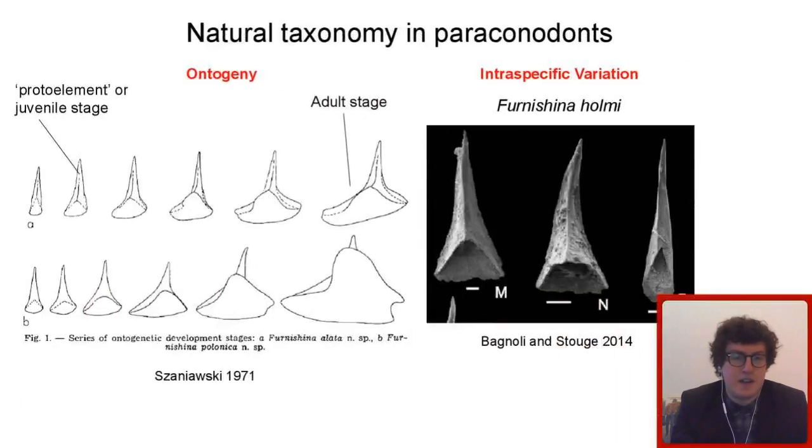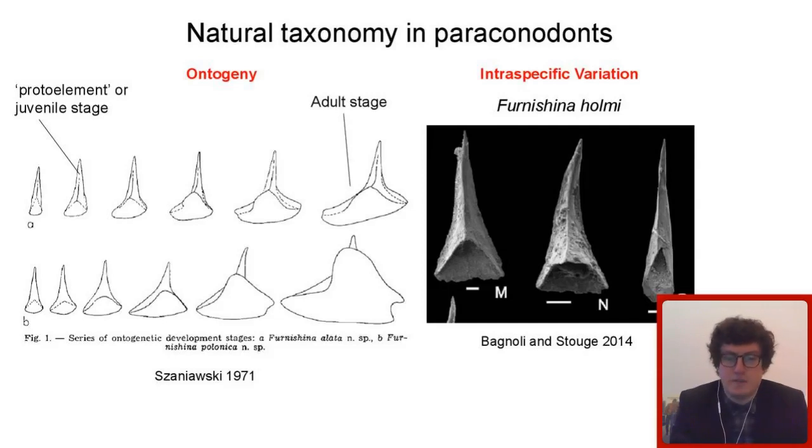But nevertheless, studies of large populations of elements can help to yield patterns of biological variation. So, for example, Shaniaski noted ontogenetic sequences within two separate species of Furnishina, which seem to develop from these small, narrow structures into these larger structures with flared bases.